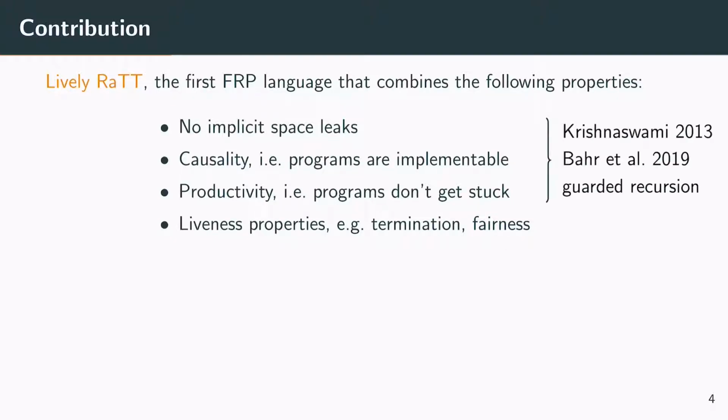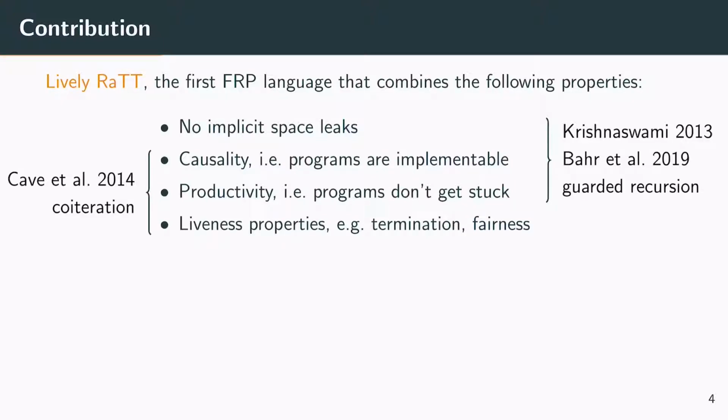So the first three were already covered in previous work by Krishnaswamy in 2013 and in our earlier work from 2019. And both of these use guarded recursion. So they then ensure these three properties. In 2014, Cave and colleagues also presented a calculus that, while not necessarily ensuring the absence of space leaks, ensures causality and productivity and also allows us to express liveness properties using inductive types.